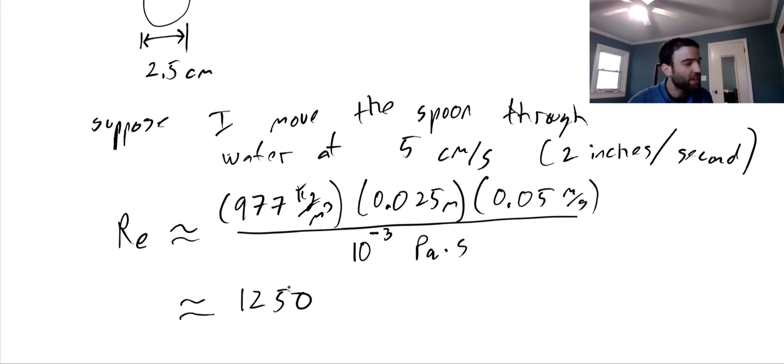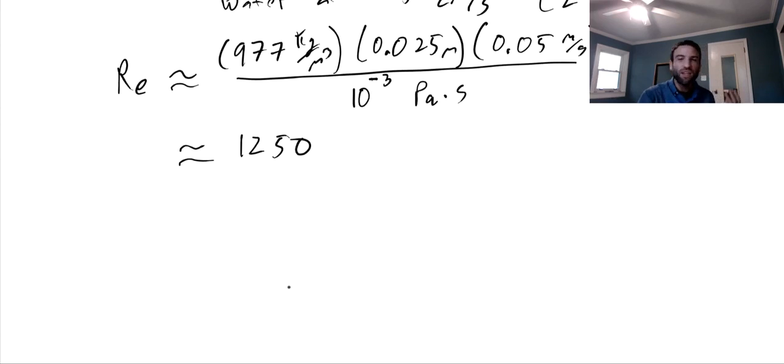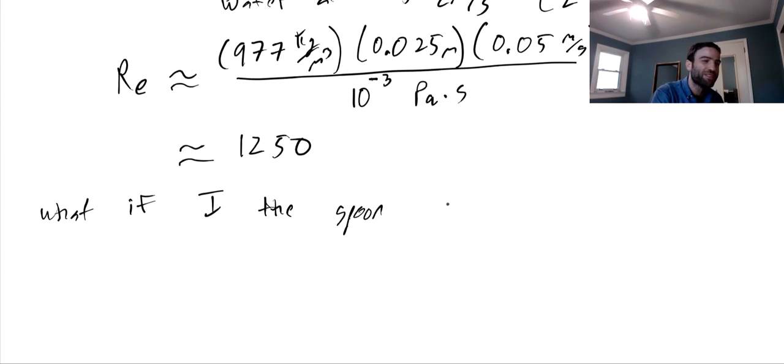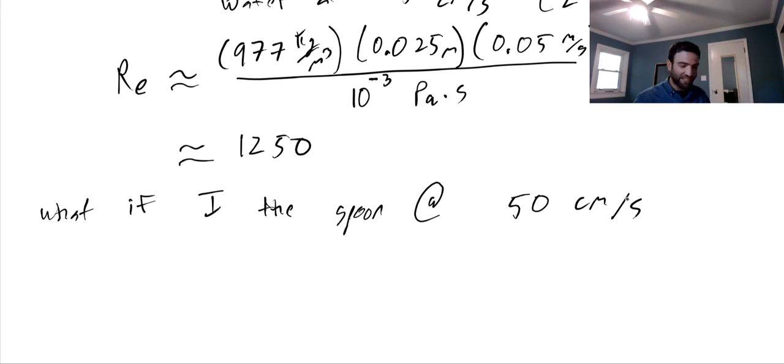And that should accord with your experience of interacting with the world, that if you move a spoon really slowly through water, the flow of water around that spoon is really nice and smooth. It's laminar, okay? Now, what if I move the spoon quicker? Move the spoon at, say, 50 centimeters per second. Well, that's half a meter in 1 second. That's quite a bit faster.